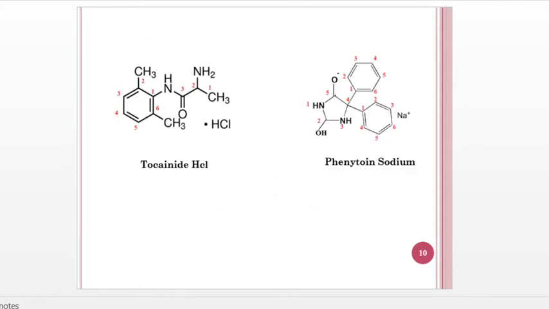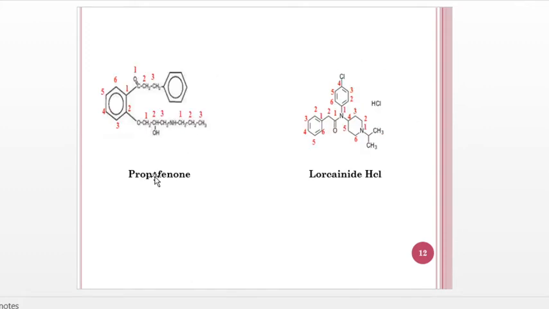Now the next ones are tocainide and phenytoin. This phenytoin structure you are well aware of. You already synthesized it in your laboratory, and it is easy for you. It is a hydantoin derivative. The next one is the tocainide derivative, this one.